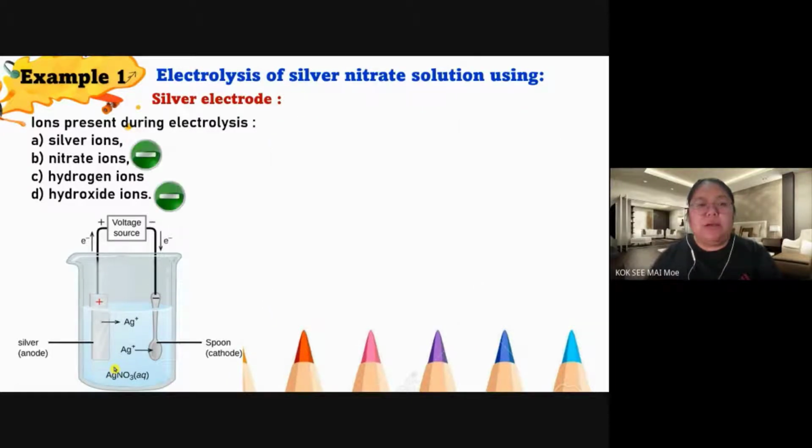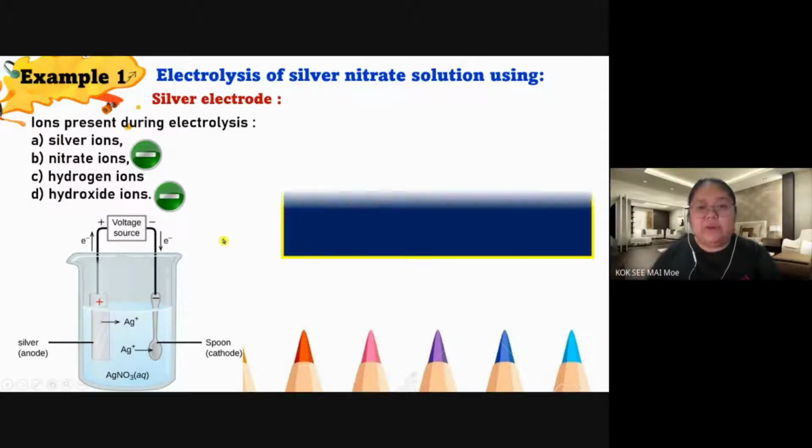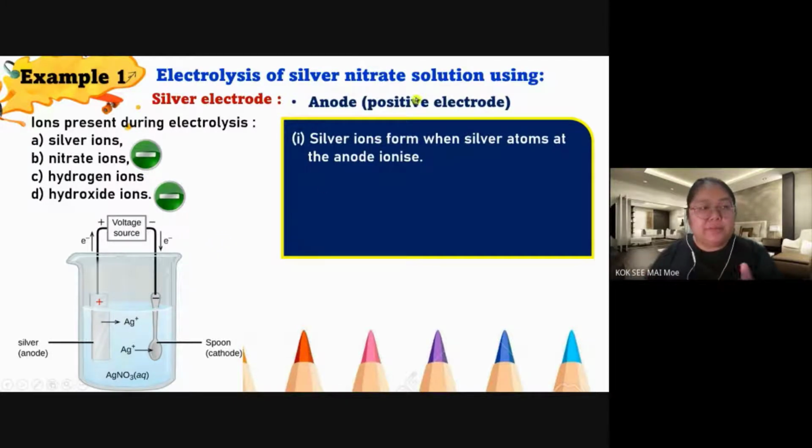We see the anode. The anode must attract the negative ions. So we go to the first part for the anode. The anode is the positive electrode, and it will attract negative ions. So the silver atoms at the anode will ionize. That means the anode now is silver.